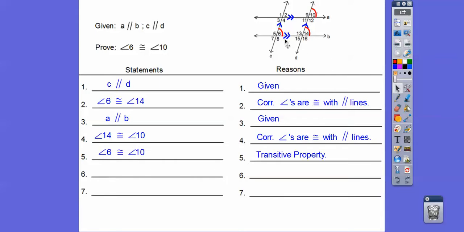Okay, there's other ways to do it. We could have done it from the top and bottom parallels. We could have said 6 is congruent to 2, and then we could have said 2 is congruent to 10, and then therefore 6 is congruent to 10. That would have worked also.